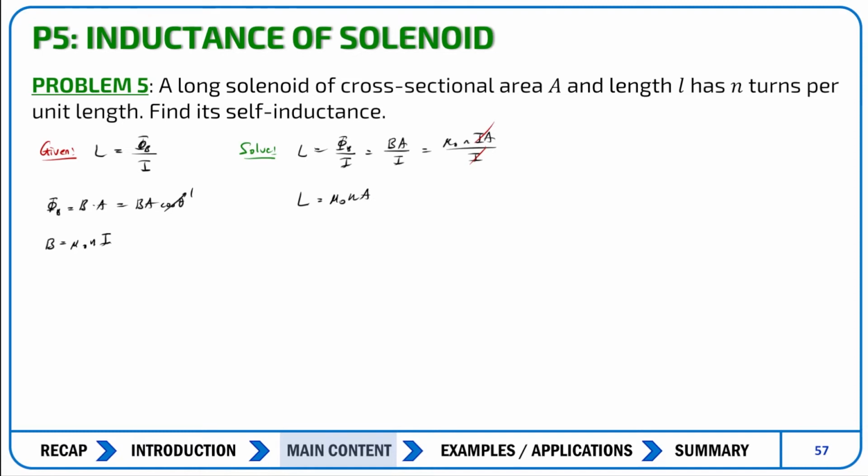The flux itself, n was turns per unit length. There are going to be a total of nL turns. So for our flux equation, prior to adding it into all this, we should have had nL.